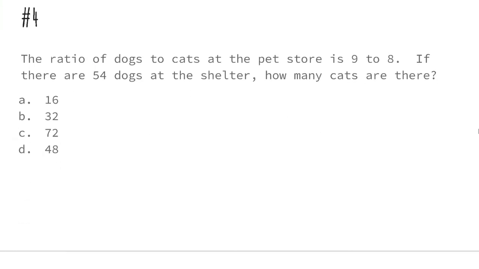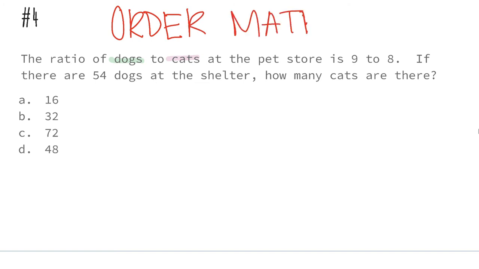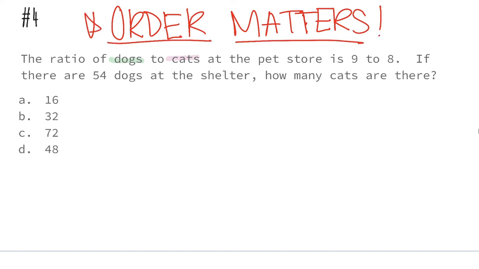Okay, number 4. The ratio of dogs to cats at the pet store is 9 to 8. I guess I should do different colors. So remember, order matters. When we're writing a ratio, whatever words come first, the numbers also go in that order. So since dogs come first, the number that comes first goes with dogs. Since cats come second, the number that goes with cats is second. So notice how that happens.